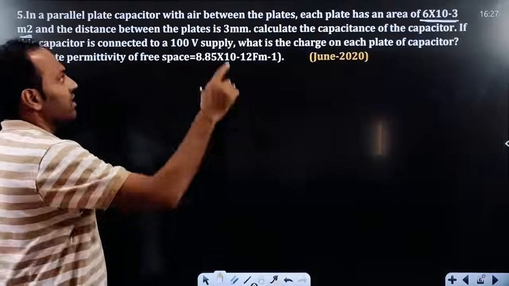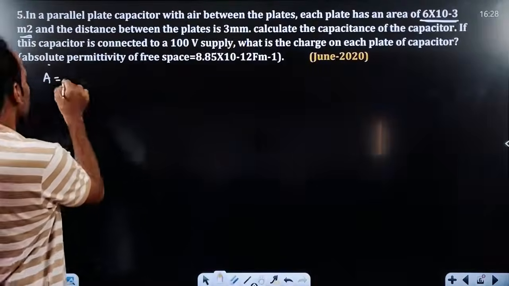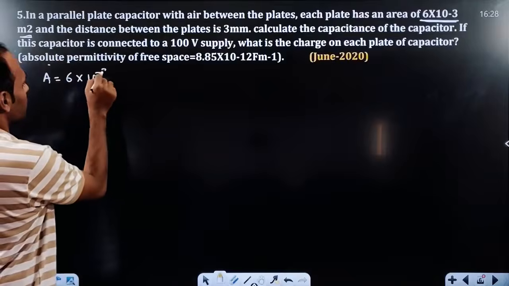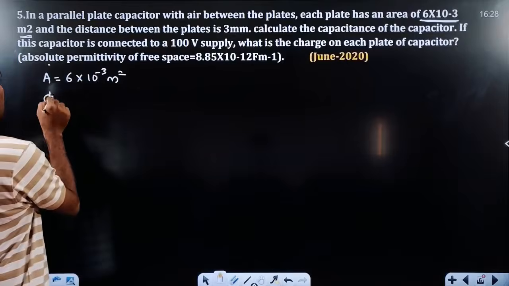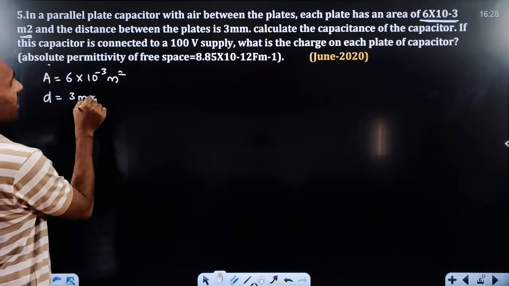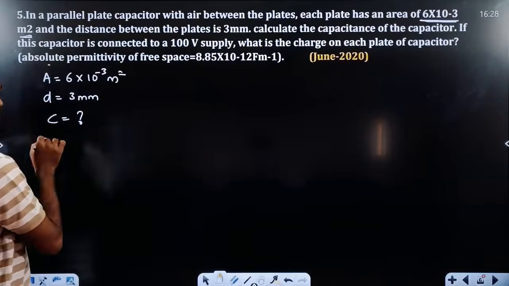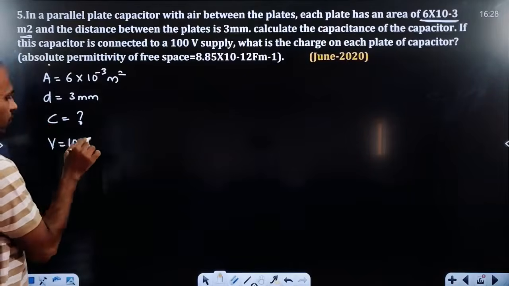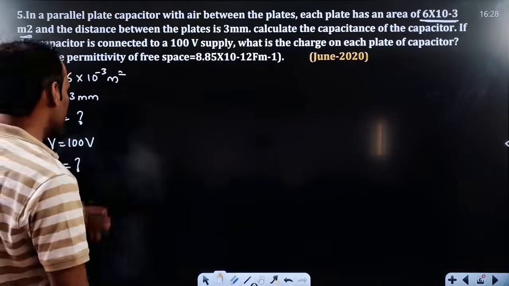So what have they given us? Area is given. How much is the area? Area is 6 into 10 raised to minus 3 meter square. How much is the distance between the plates? Distance between the plates is 3 mm, correct? And then we have to calculate the capacitance. After that, they have said a battery of 100 volt is connected. What is the charge on each capacitor? Calculate that. These many things they have given. Simple problem, right?